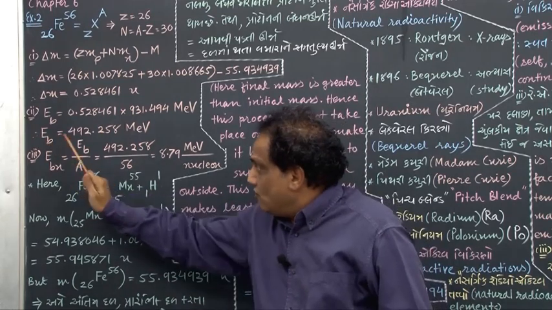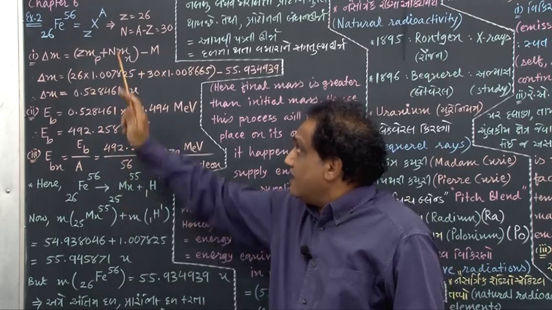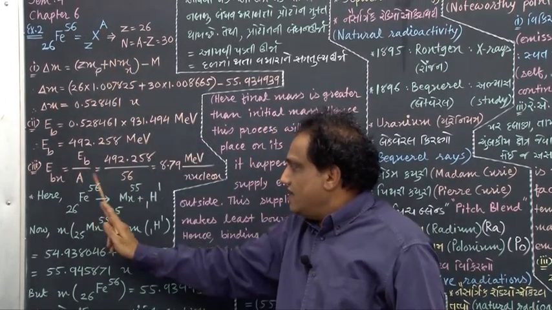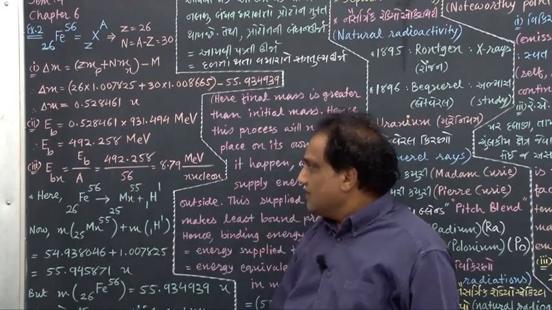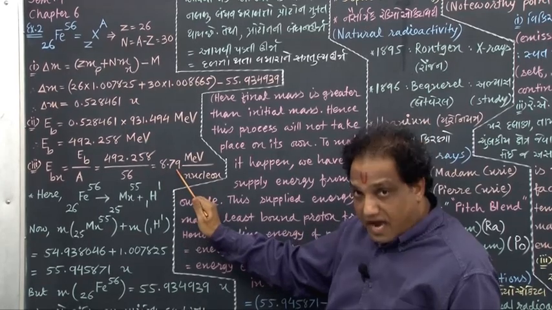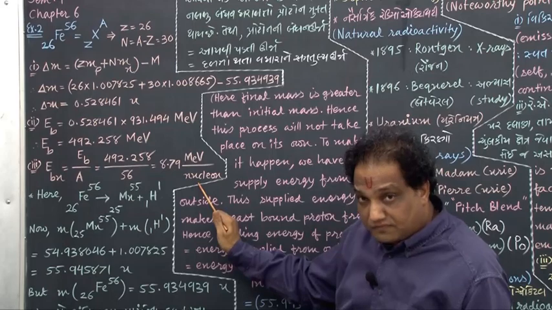What is the EB value? 492.258 divided by A. What is the atomic mass number right now? It is 56. So A is 56, correct? And now this upon this, the answer is 8.79 million electron volt per nucleon.